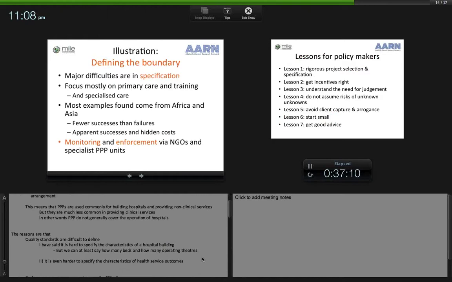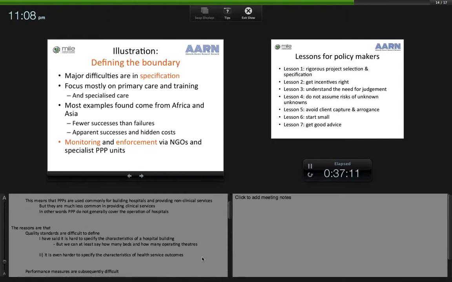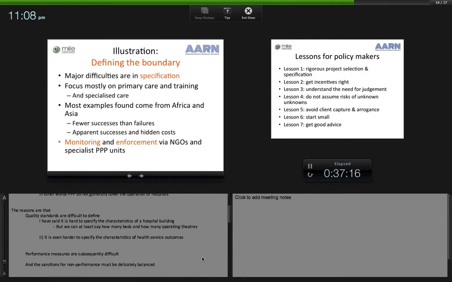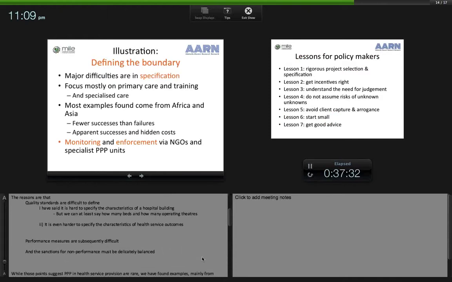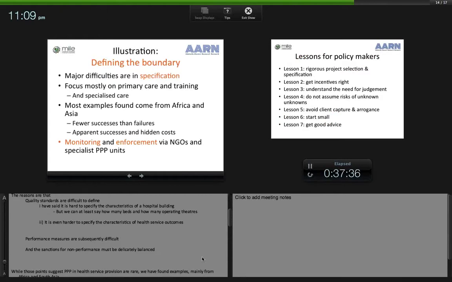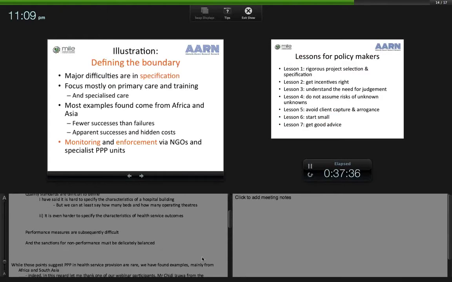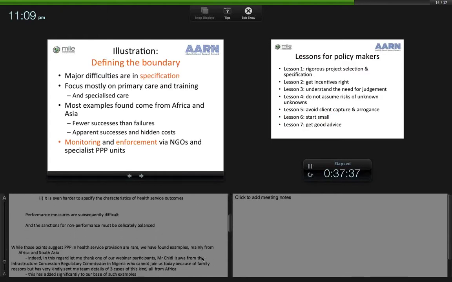Now, this means that PPPs are used commonly for building hospitals and for providing non-clinical services, but they are much less common in providing clinical services. In other words, PPPs do not generally cover the operation of hospitals. The reasons are that quality standards are difficult to define. I've said it is hard to specify the characteristics of a hospital building, but at least we can say how many beds and how many operating theatres. It is even harder to specify the characteristics of health service outcomes. So performance measures are subsequently difficult, and the sanctions for non-performance must be delicately balanced.